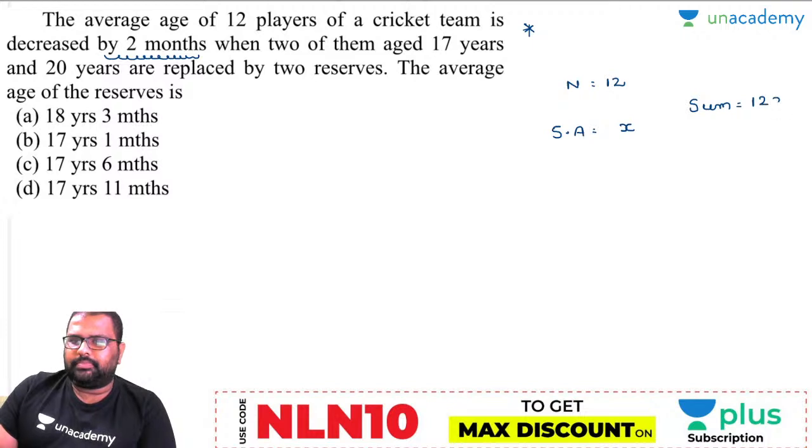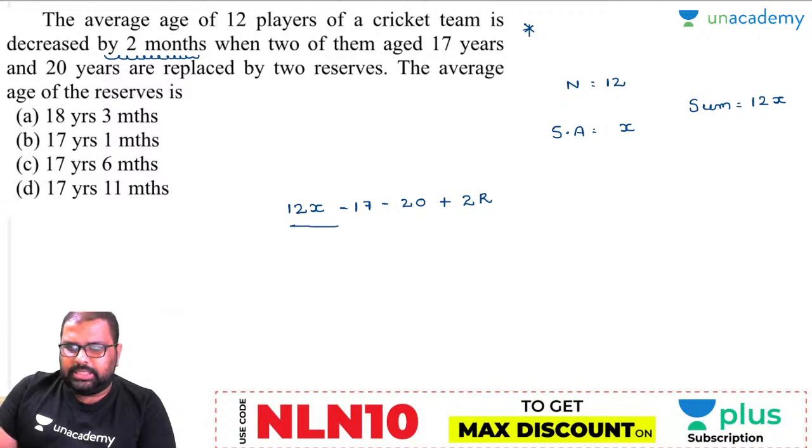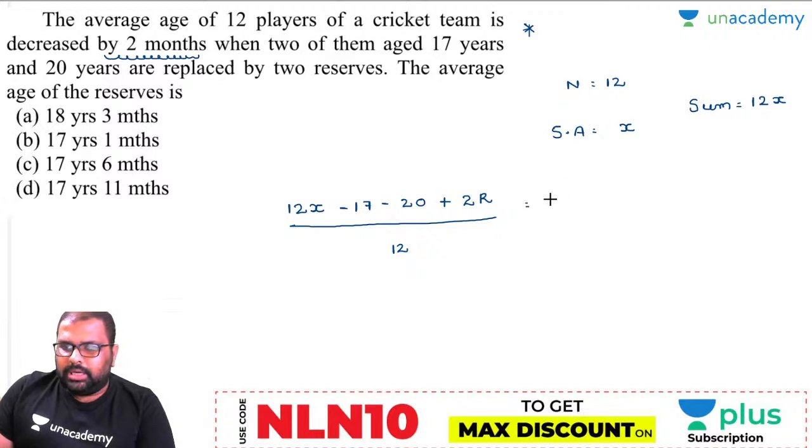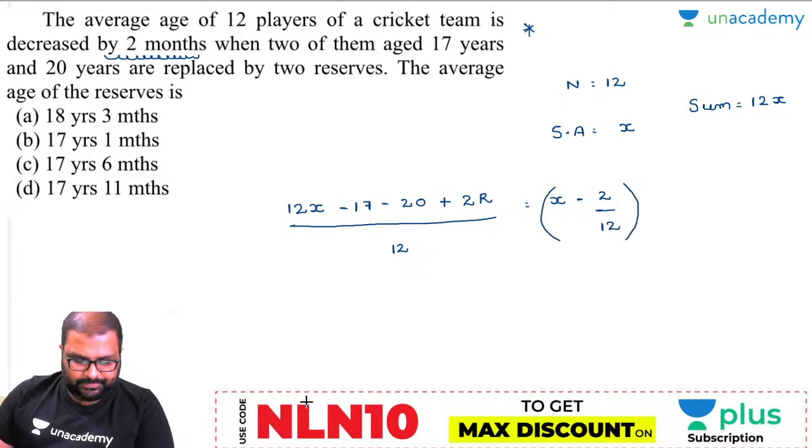Yes, 12x. Now closely observe there, 12x is the total sum of the 12 players, plus you have removed a person of age 17, you have removed a person of age 20, and you have added two reserves of same age, 2r. Now there will be no change in number, 2 decrease, 2 increase, so automatically 12 will be. Now see here, the average is decreased by 2 months. Now convert this into years, that will be very helpful to calculate. Months I have converted into years. Now this is very easy to calculate. Am I right?